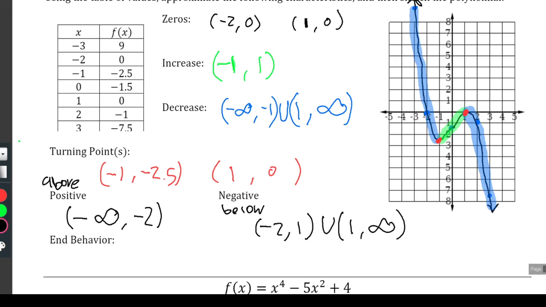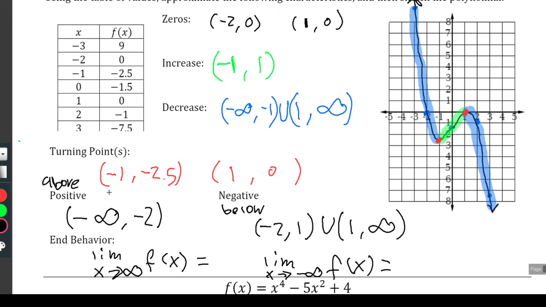And the reason why we do that is because 0 is not either above or below the x-axis, so it's not negative or positive. And then we want to look at end behavior. That's when we come back to our limits. We have the limit as x approaches infinity of f of x, and the limit as x approaches negative infinity of f of x.